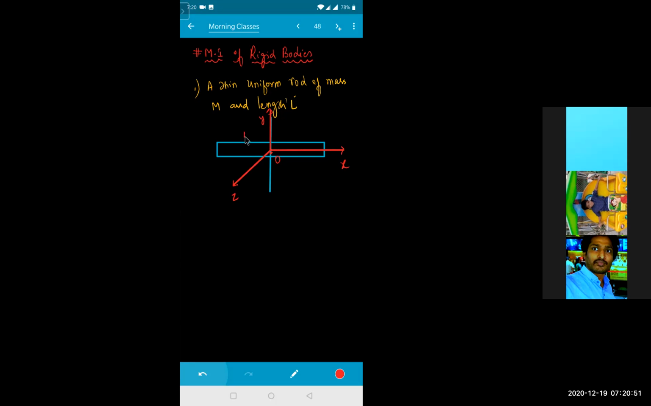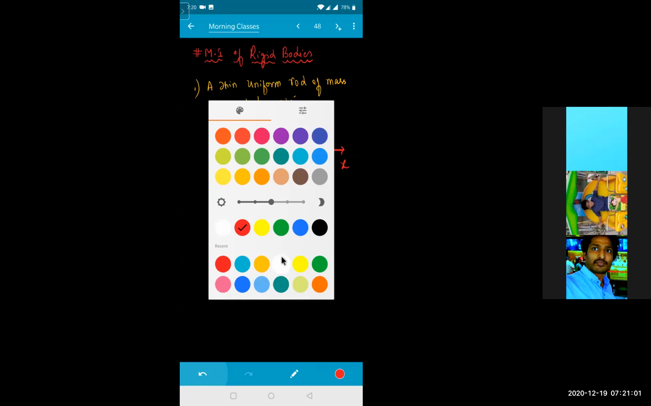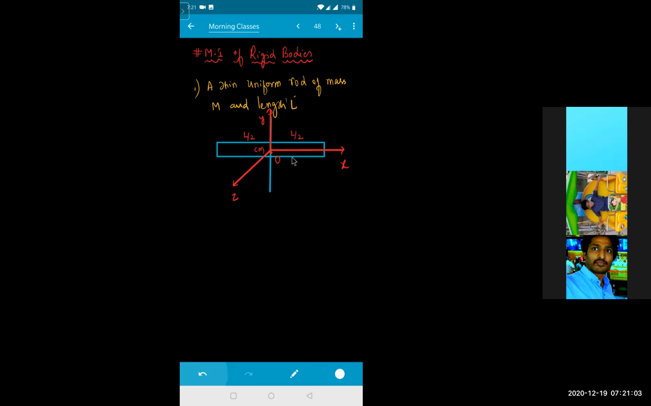So if the total length is L, this will become L by 2, and this will also become L by 2. Then the center of mass: O is your center of mass. Moment of inertia about the center of mass for this uniform rod is m into L square by 12. We will prove it later, but right now you just remember the relation. That is very important.